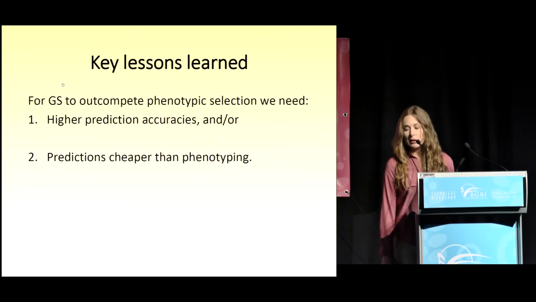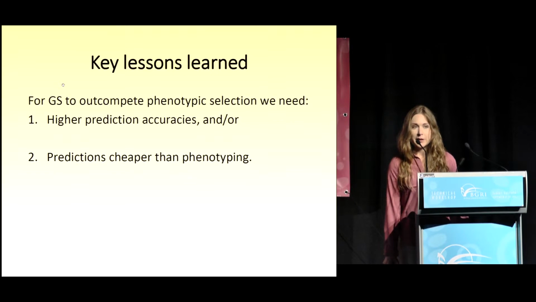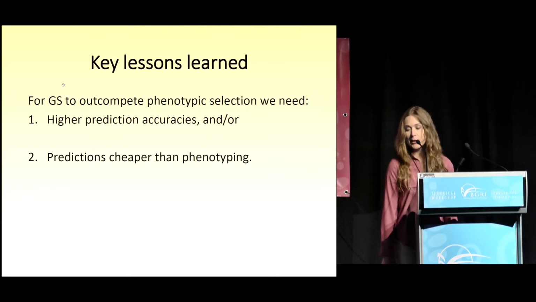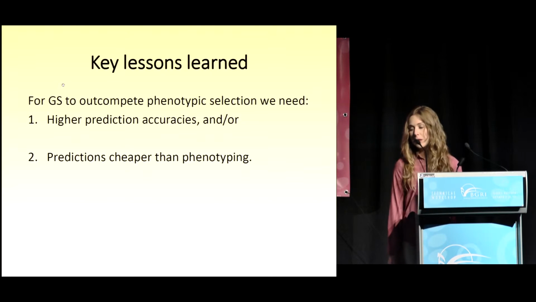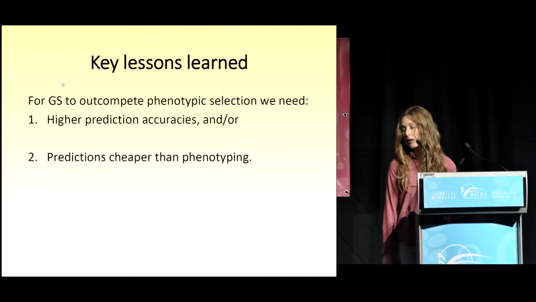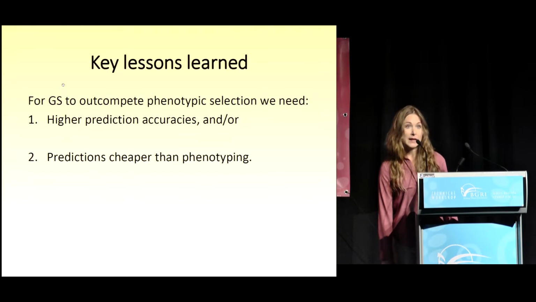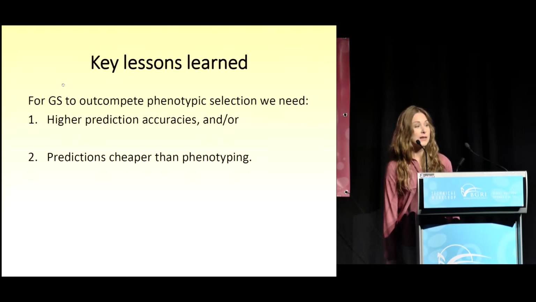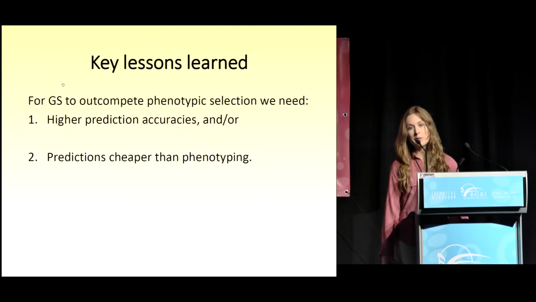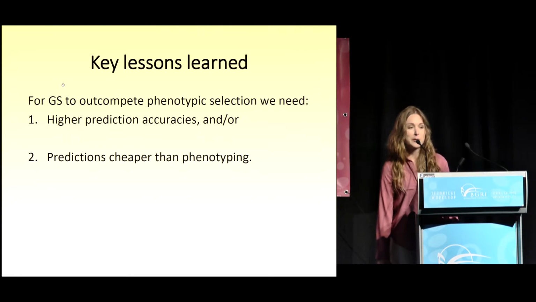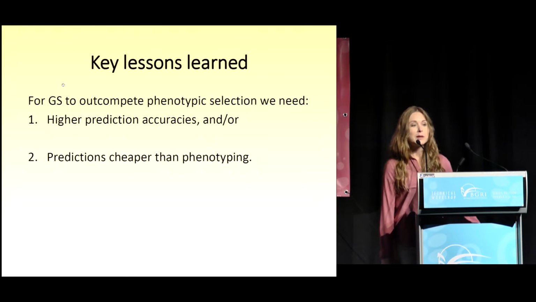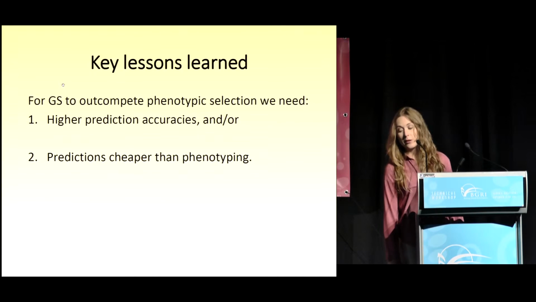So the key lessons that we learned here is that, in our particular case, GS did not outperform phenotypic selection. In order for that to have occurred, we would have to have higher prediction accuracy, or if the genomic selection was cheaper, then it would still be favorable. So given that the genetic gain were the same, if you have a cheaper system, then you're still coming out ahead. But in our case, genomic selection was quite expensive compared to phenotypic selection, and we did not actually achieve high rates of gain.